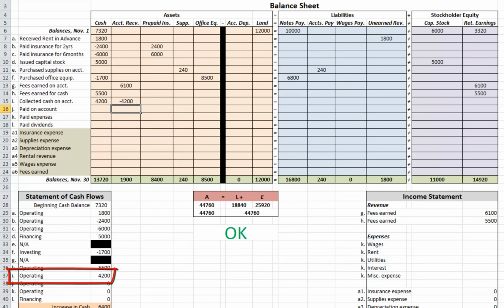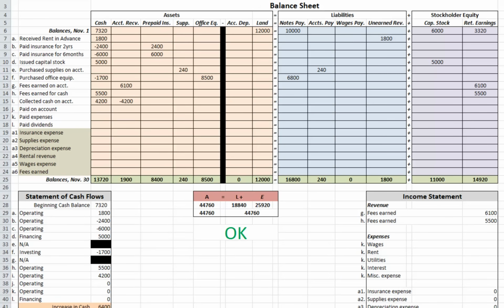Now, if you look in the lower left at the statement of cash flows, you will see that we have an operating cash inflow of $4,200, which makes sense because that's what the check was that we were sent by the insurance company. Okay, so now we're at transaction J. In this transaction, we are going to make a payment on our account where we bought our supplies. At the beginning of the month, we went in and got $240 worth of supplies, which is transaction E. And our supplier sent us the bill, and we've decided we're going to make a payment on that of $100.